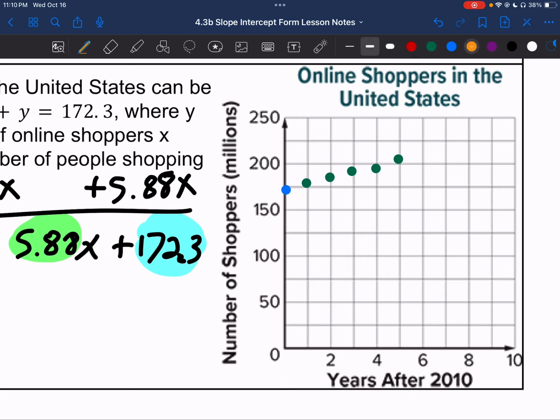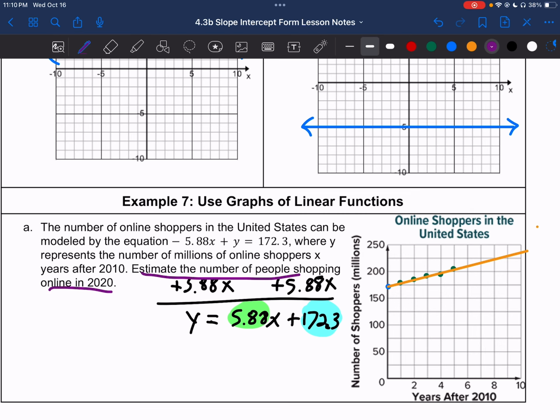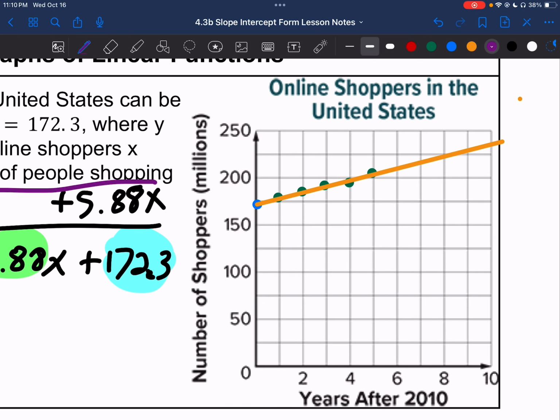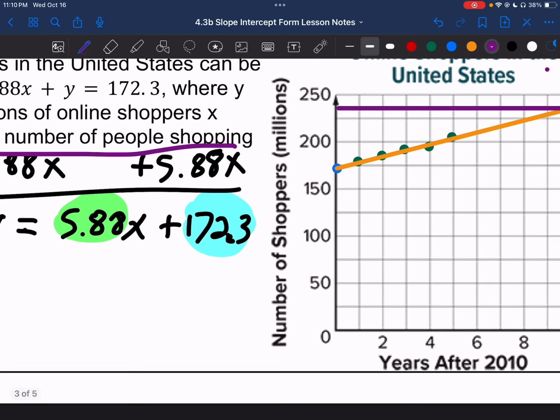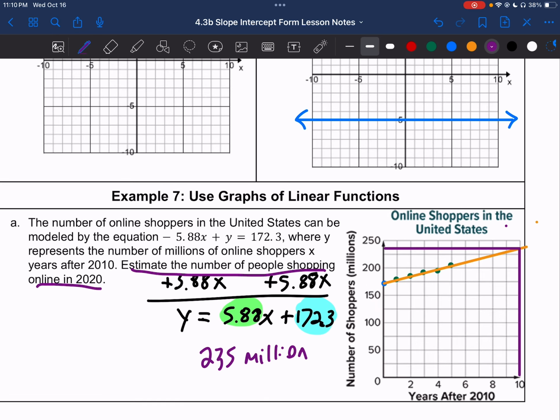All right, we've got a whole lot of points here, and we can just extrapolate a line of what we think this is going to be. The question is asking us to estimate the number of people shopping online in 2020. If I look at my graph, and where we are in 2020, that would be 10 years after this data was taken, and we look straight across, we're going to have approximately 220, so maybe like 235 million people. Maybe. Now, we know 2020, the number of people online shopping in the United States skyrocketed because of COVID-19. So that changed the world, and it changed our buying trends as well.